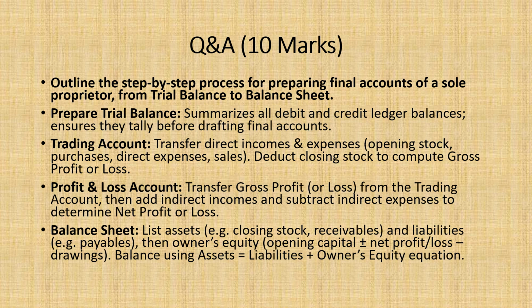Third step, profit and loss account. Transfer gross profit or loss from the trading account, then add indirect incomes and subtract indirect expenses to determine net profit or loss. The last step, balance sheet. It lists assets, closing stock, receivables, and liabilities, that is payables. Then owner's equity, that is opening capital plus or minus net profit or loss, minus drawings. Balance using assets is equal to liabilities plus owner's equity equation.